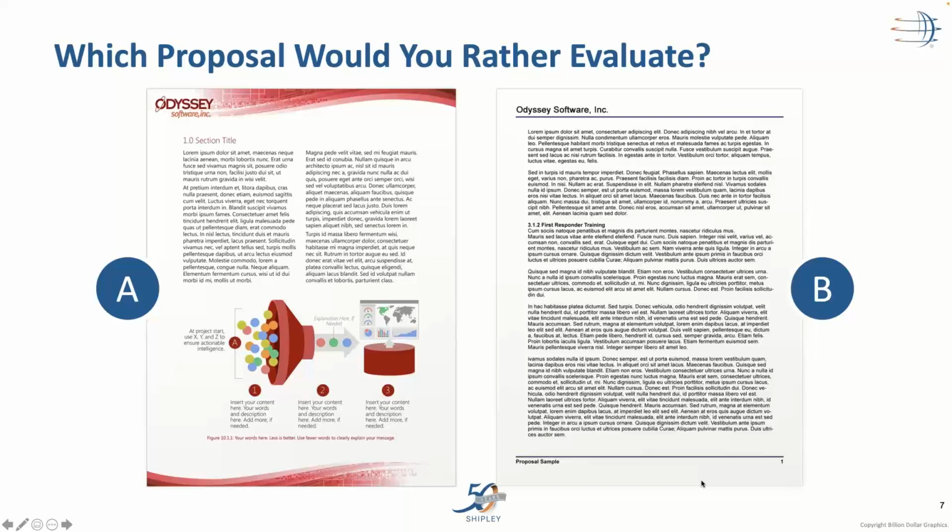So imagine you have hundreds of pages to evaluate, and you want to be able to do it as efficiently as possible. Which would you rather evaluate, A or B? Mallory, are we seeing any people chime in? They are all A, every single one of them. Absolutely. And I'm not saying graphics are better than text. That's not what I'm saying.